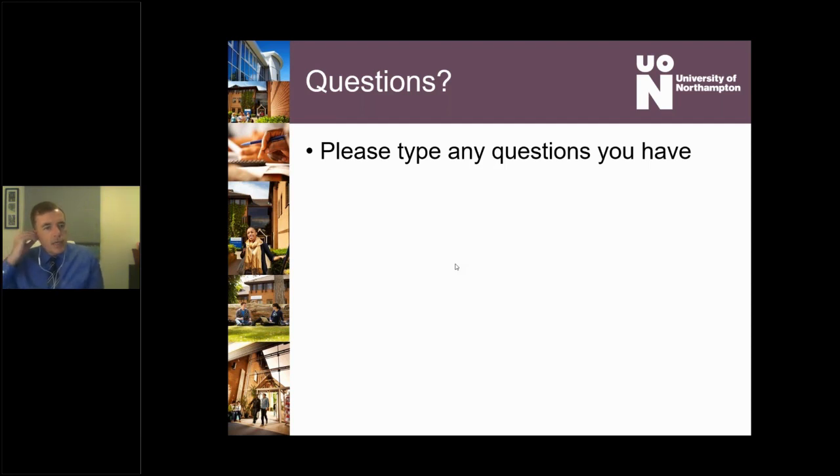How many people do we take a year for this program? There's normally about between 10 to 15 per intake, and we have 2 intakes per year.